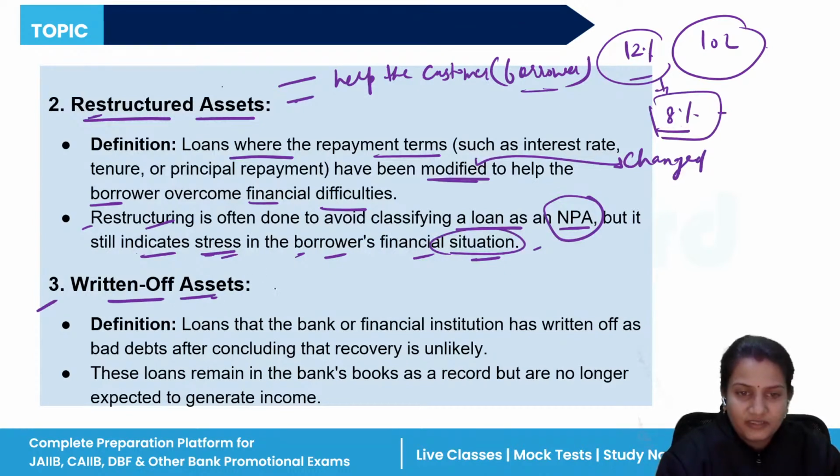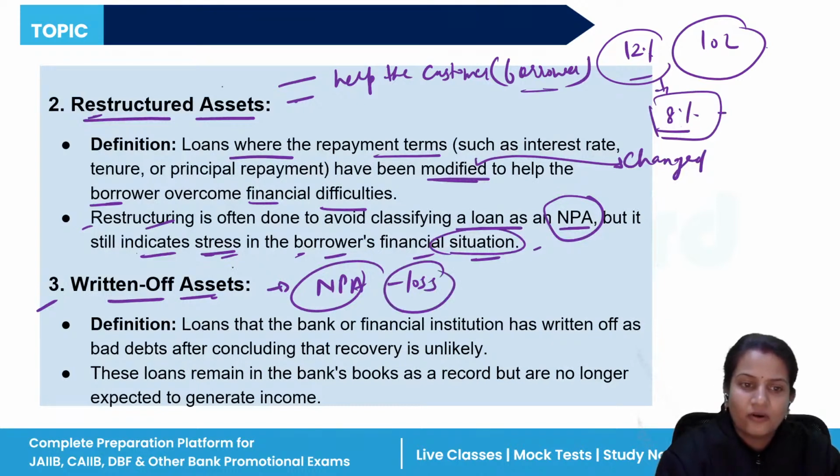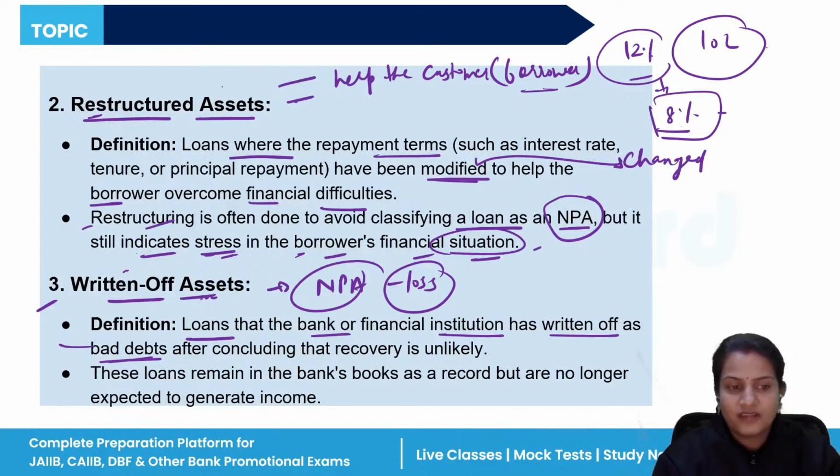Then written-off assets. Now, finally, when the bank feels that, okay, I'm not going to recover my money back, I have lost all my money, in the NPA category of loss assets, then they will declare those assets as written off or lost. So these are loans that the bank or financial institution has written off as bad debts, after seeing that no more am I going to recover my money back. These loans remain in the bank's books, but they will no longer generate any kind of income. So they have become non-income-generating assets.